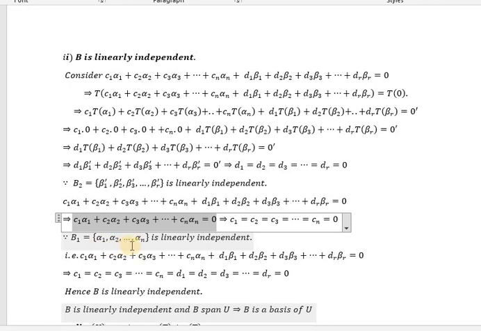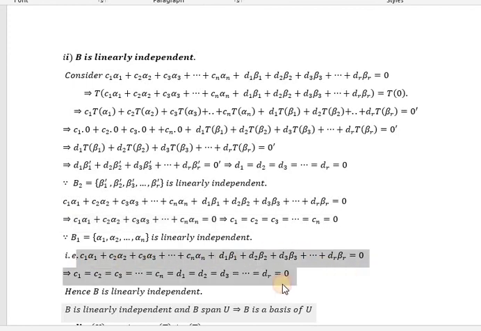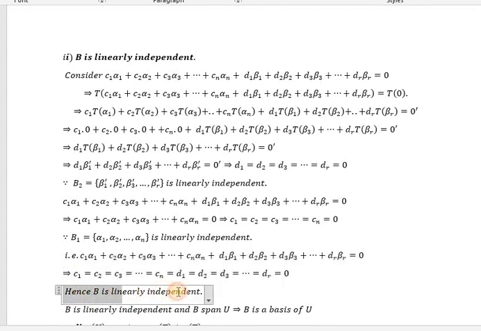Since B1, equal to alpha 1 so on alpha n, is linearly independent, it can be written as the combination c1 alpha 1 plus c2 alpha 2 so on plus dr beta r is equal to 0. This implies that all c1, c2 and d1, d2 are equal to 0. Hence, B is linearly independent. See, from the above results, d1 is equal to d2 is equal to 0, and again we proved that c1, c2 and so on are also equal to 0.